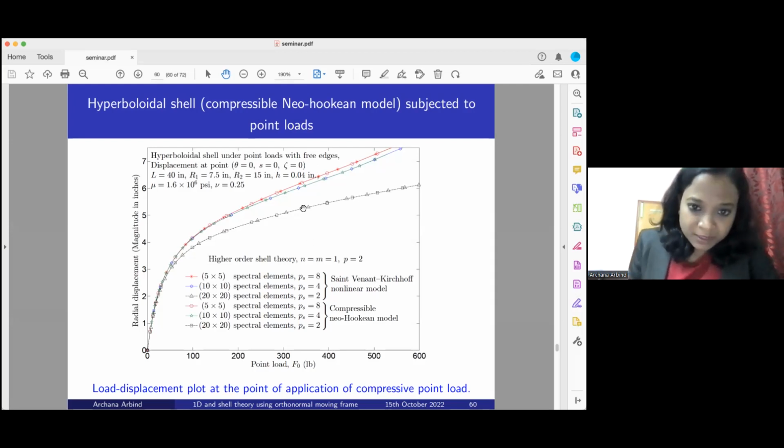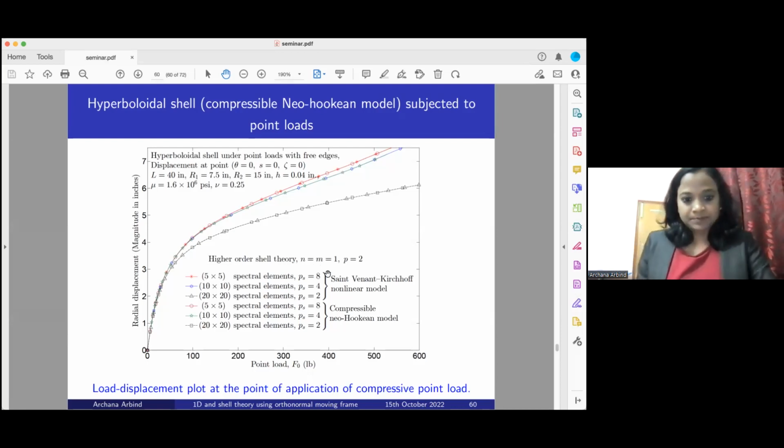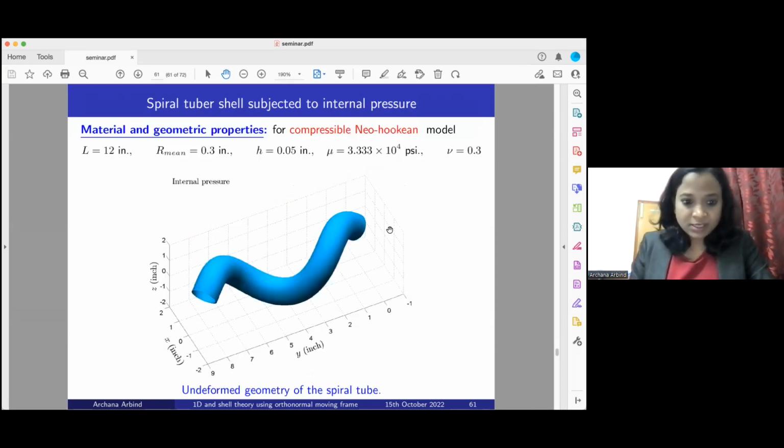But in this case also we see that if the order of approximation of the spectral element is lower, the result is not very good. A convergent result we can get by a higher order spectral element. These are all for the same number of nodes. So there is another one.